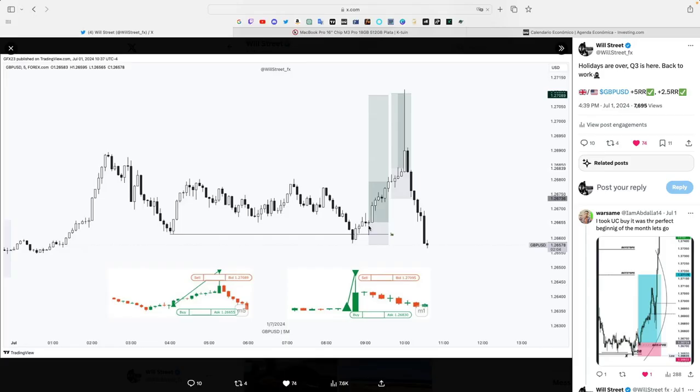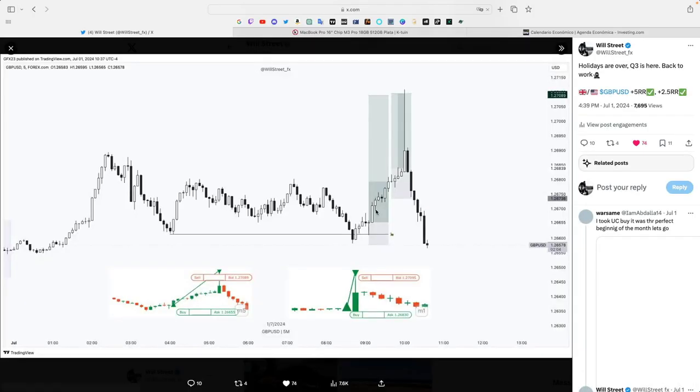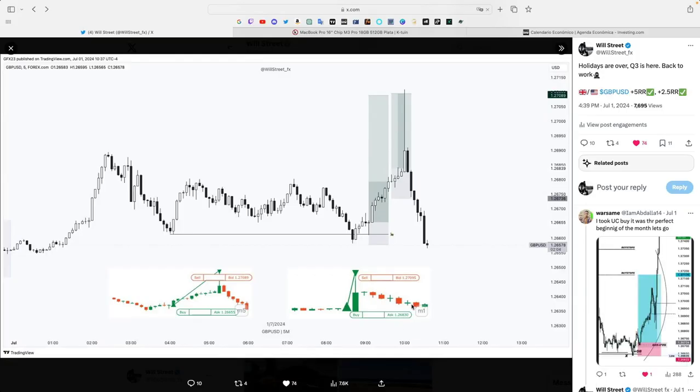Look at this wick here. It touches what? The range low and the order block. And when we are leaving this range, we are done. We can't buy anymore. Okay, you understand, right? Another thing.